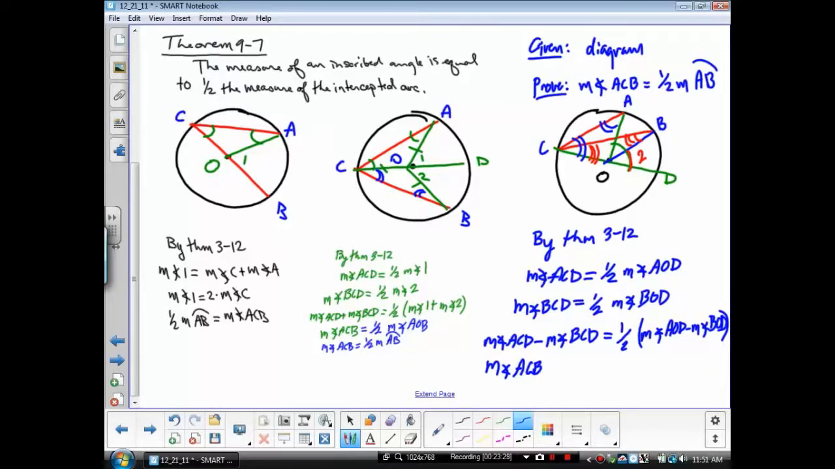And now look at AOD minus BOD. That's the green single arced angle minus the red 2 angle. And you can see that that's angle AOB, measure of angle AOB. So this will equal 1/2 the measure of angle AOB. Since that is the central angle that gives us arc AB, that is the measure of arc AB. So again, I have measure of angle ACB is 1/2 the measure of the arc it intercepts.